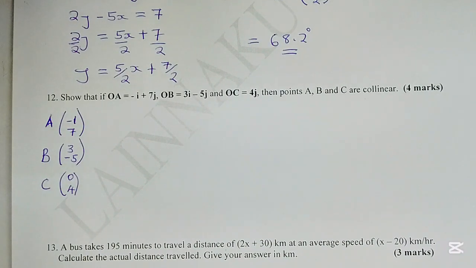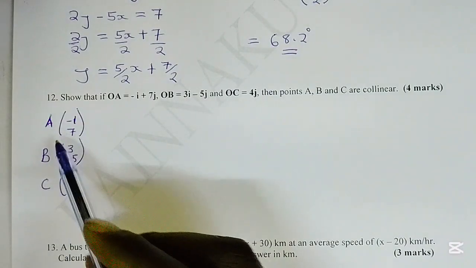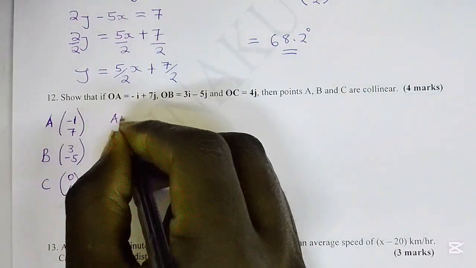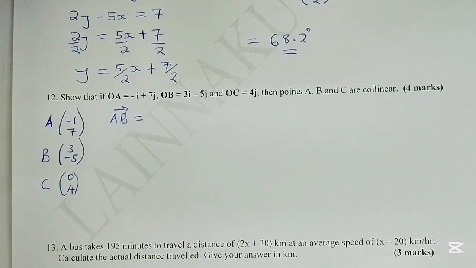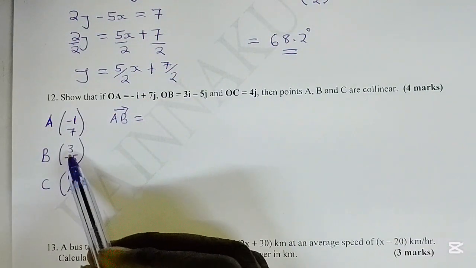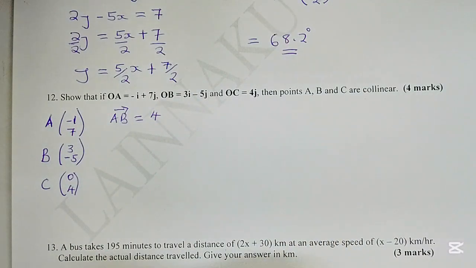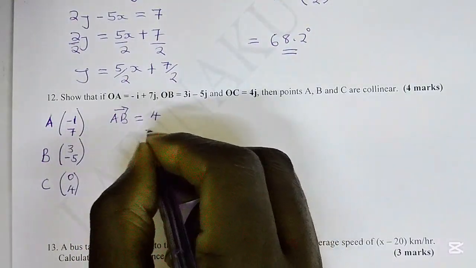So we are going to choose two column vectors. You can do AB and then BC, or you can do AB then AC. The choice is yours. So we are going to do AB and BC. AB means B minus A. So if you take B minus A, 3 minus -1 gives us 4. Then -5 minus 7 gives us -12.